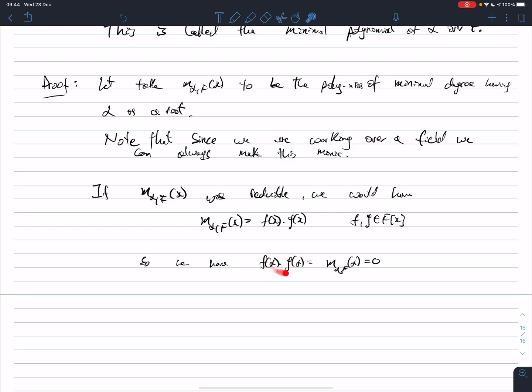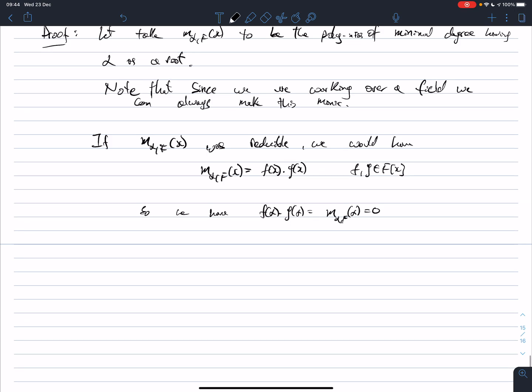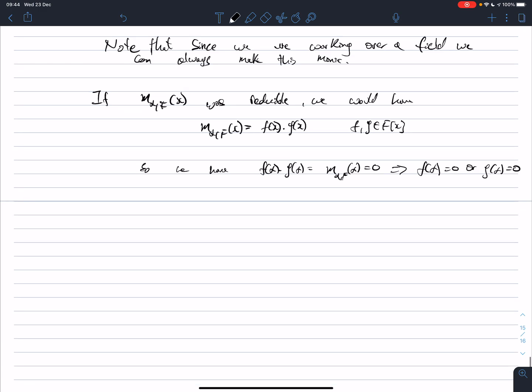So when you evaluate them at alpha, the product is 0. Because we're in an integral domain, this means one of these things has to be 0. So this implies f of alpha equals 0, or g of alpha equals 0. But I've taken m of alpha to be the one with the smallest degree. This is a contradiction because I've had a factorization. Now one of these two things contains alpha as a root, but it has to have smaller degree than m of alpha, so that this can't have happened.